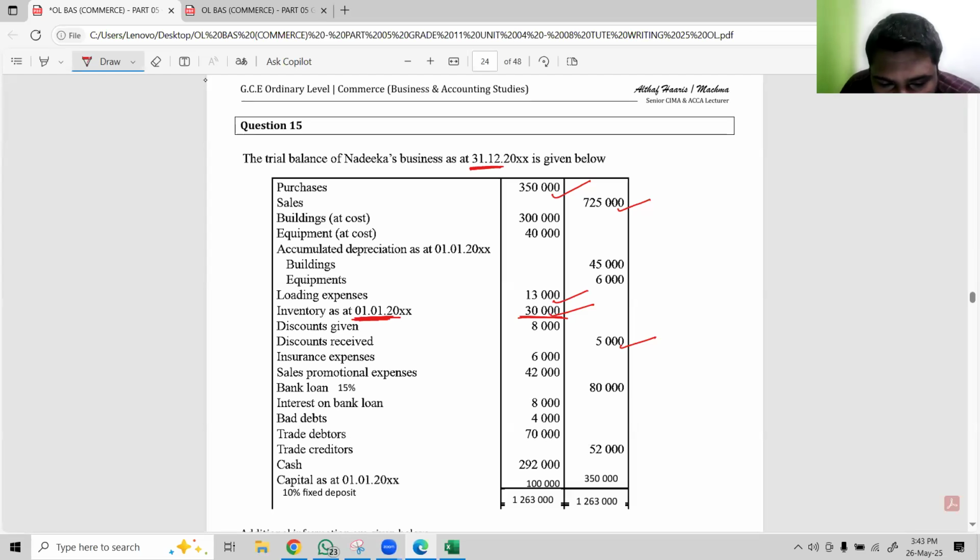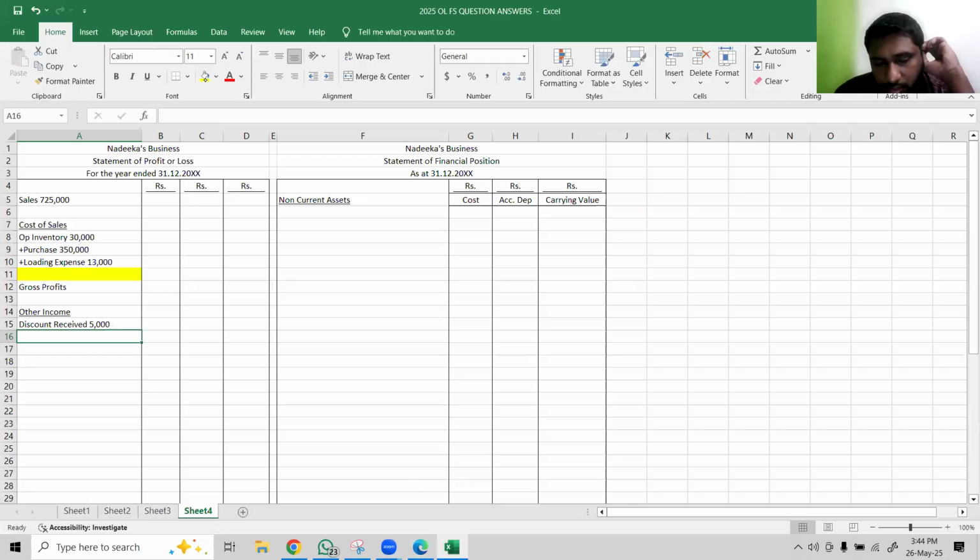So here in this question, just connect these two properly. 350,000 is the capital. 10% fixed deposit, 100,000. Cash. We'll leave maybe two lines.